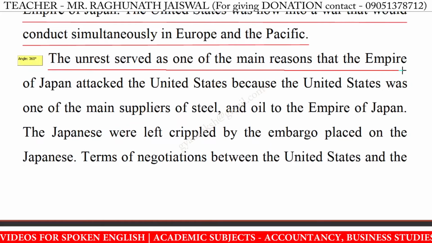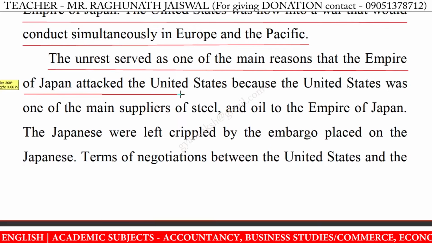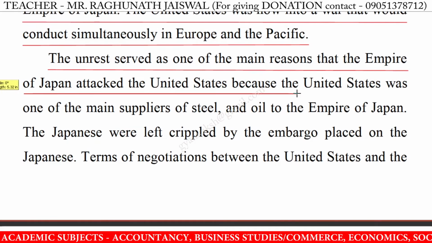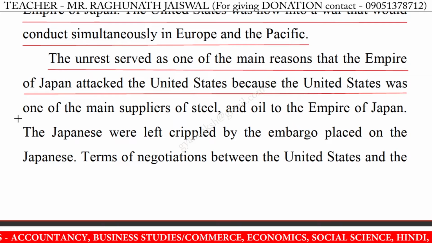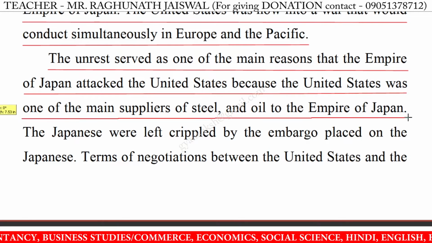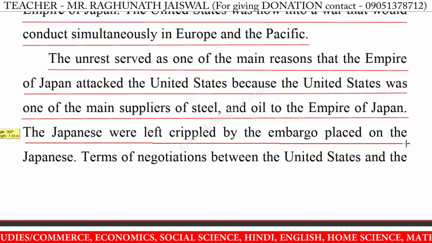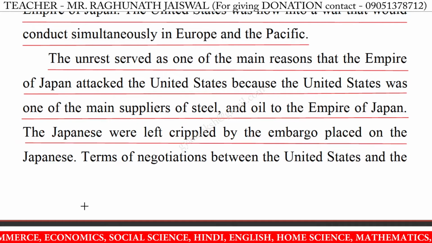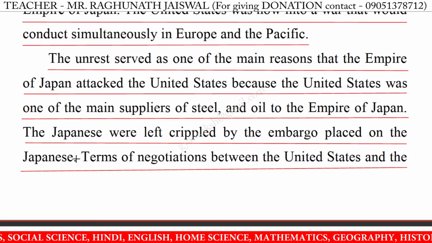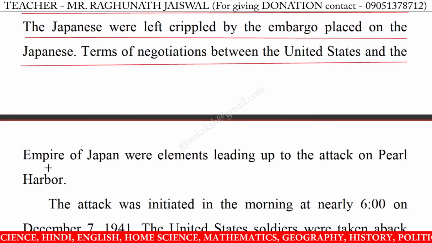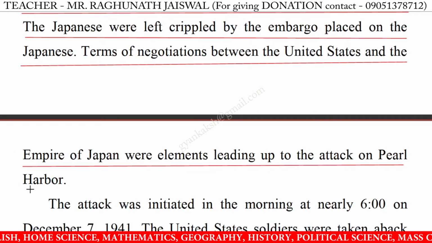The unrest served as one of the main reasons that the Empire of Japan attacked the United States, because the United States was one of the main suppliers of steel and oil to the Empire of Japan. The Japanese were left crippled by the embargo placed on them. Terms of negotiations between the United States and the Empire of Japan were elements leading up to the attack on Pearl Harbor.